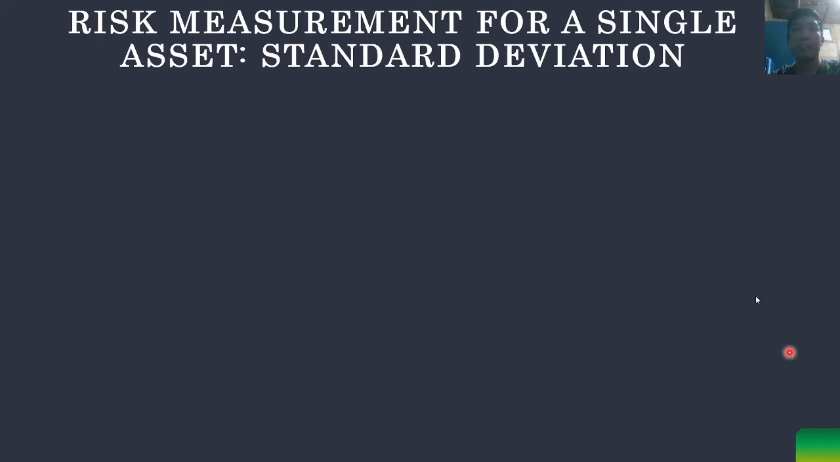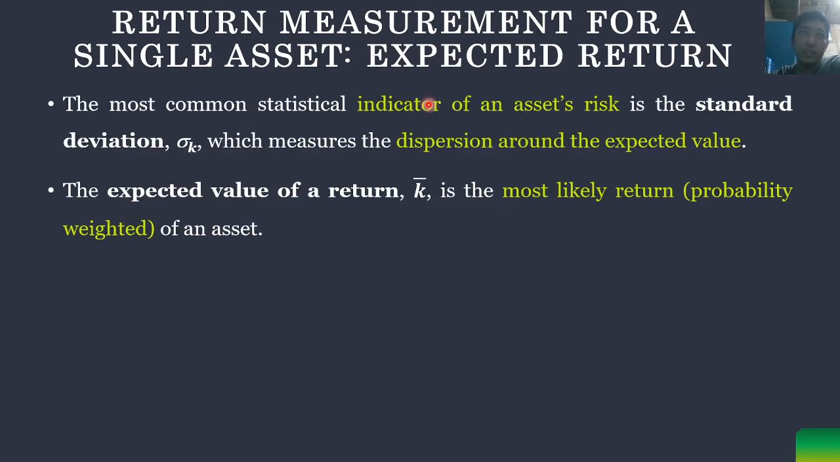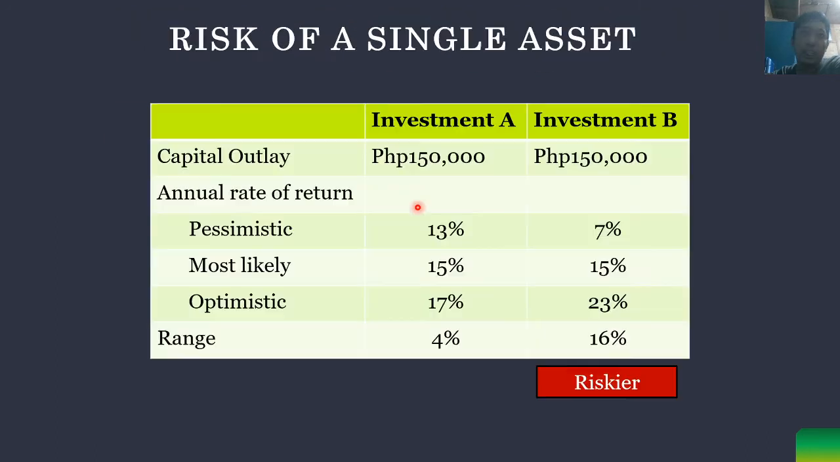Okay, so next, punta naman tayo sa risk measurement. So, tapos na tayo sa return. For a single asset, that is now the standard deviation. Okay, so nakita natin class, kanina, mineasure natin yung risk by, ang ginamit nating metrics ay the range.